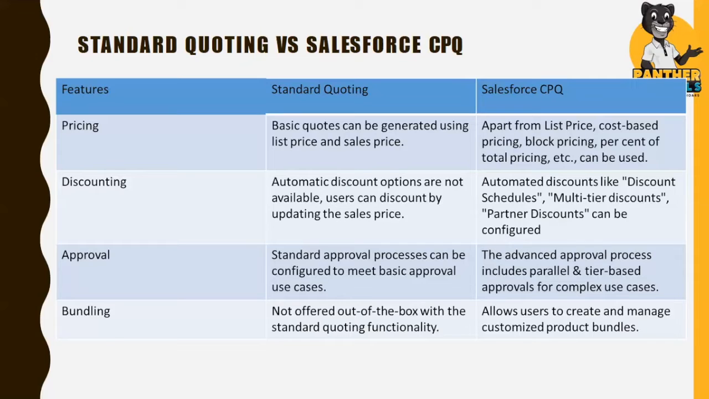Advanced approval runs in parallel, meaning it is not dependent on one approval being done before the second stage works. Advanced approval works as a parallel process. If your organization has complex logic or a complex use case for the approval process, then you need to purchase a license for the advanced approval, and it will make your life easier. Okay.